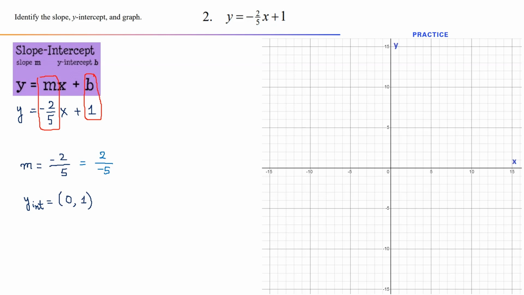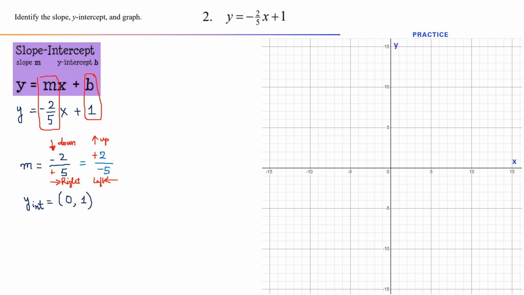So what's the difference? In the first case, you have to fall down 2 units. Then, because this one is positive, you go right 5 units. In the other case, this one is positive 2, so you go up 2 units and then go to the left 5 units. You can choose one of those to find the second point.